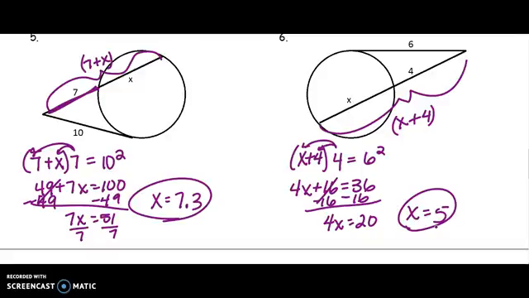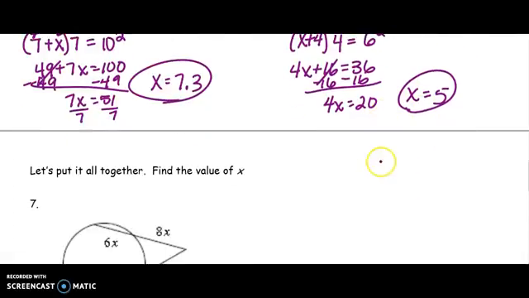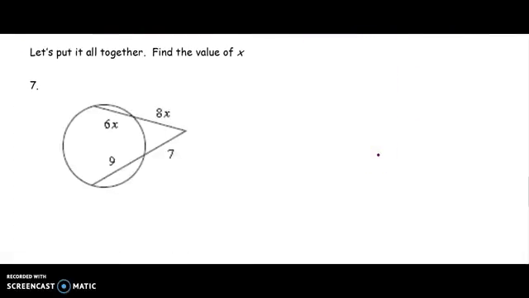Hopefully with numbers it was a lot easier. I have 3 more problems. I'm going to make it a little bit more difficult because we may throw in an x squared here or there, but just hang on there with me. 3 more problems and then we're done.